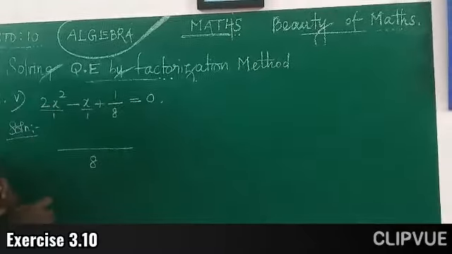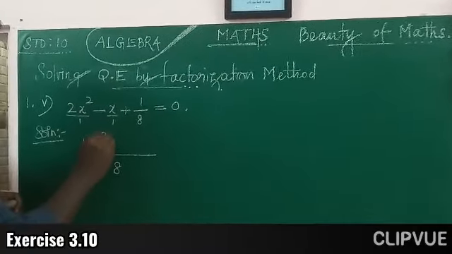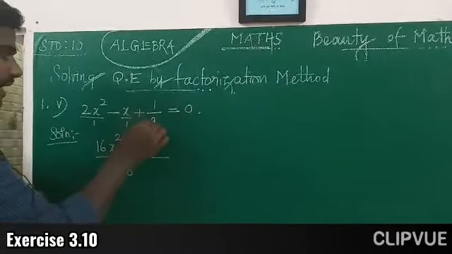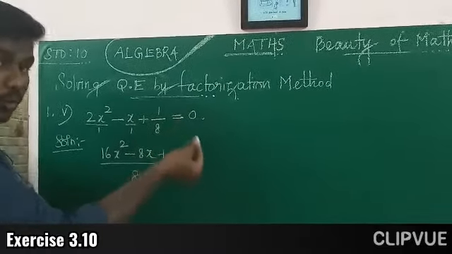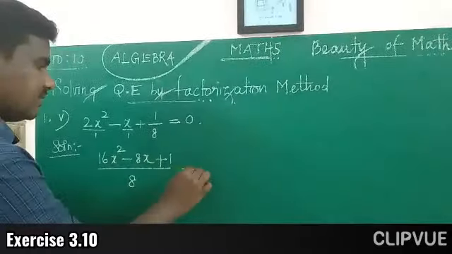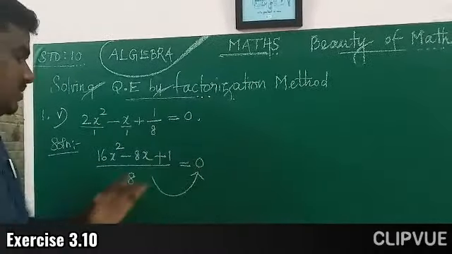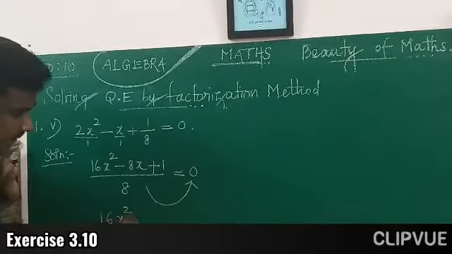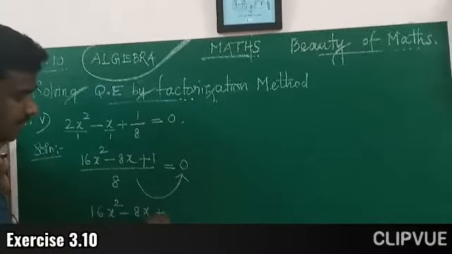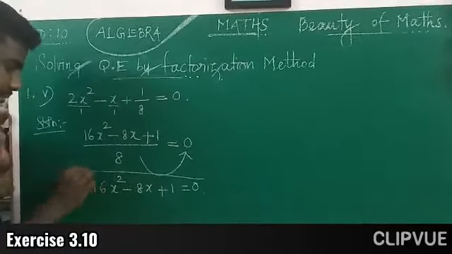So the numerator is also multiplied by 8. So 8 into 2, 16x square, minus 8 into 1, 8x, plus 8 into 1 by 8, so 1, is equal to 0. If you take the right hand side, 8 into 0 is 0. So what do we have? 16x square minus 8x plus 1 is equal to 0. This is the required quadratic equation.